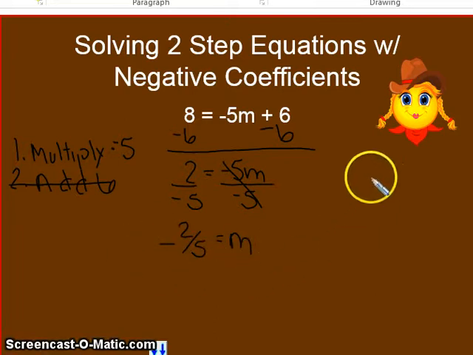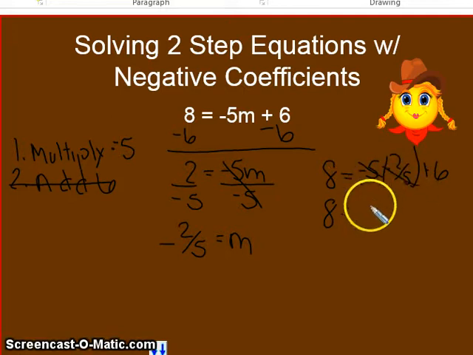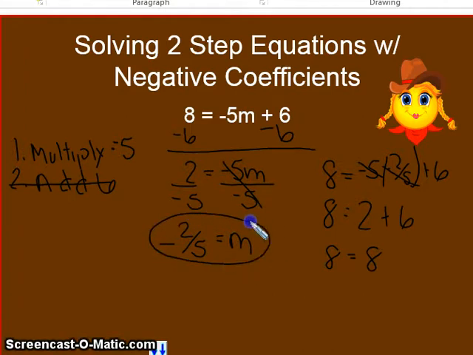I can check and make sure it's correct, again, by plugging it into the original equation for m. Now negative 5 times negative 2/5, my negative 5 on top and my negative 5 on bottom cancel, and I'm just left with 2. And 2 plus 6 is 8. 8 equals 8 is a true statement, so this is my correct solution. M is negative 2/5.